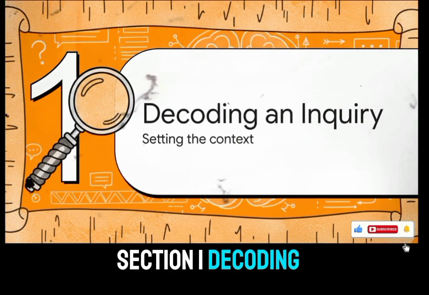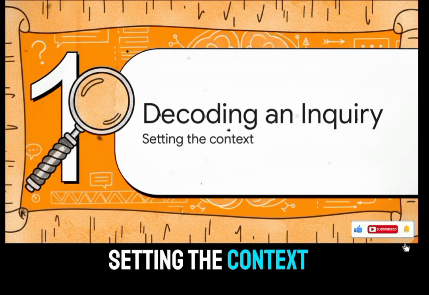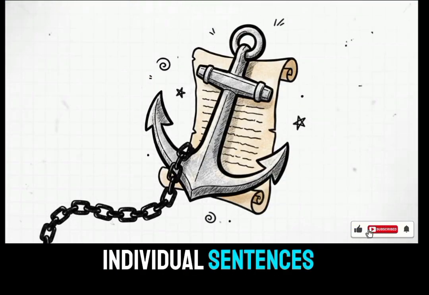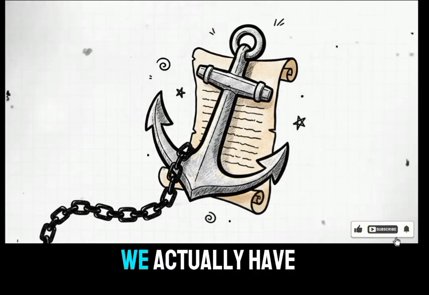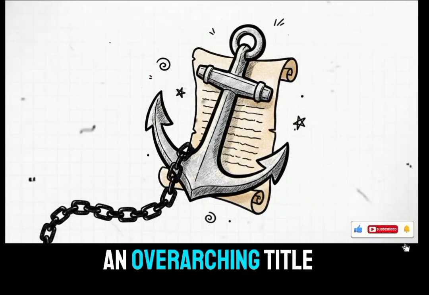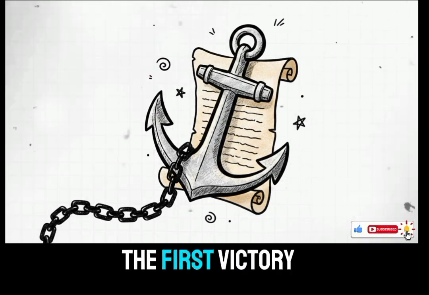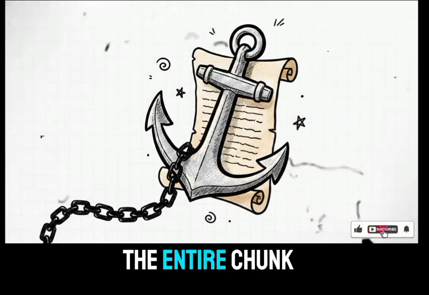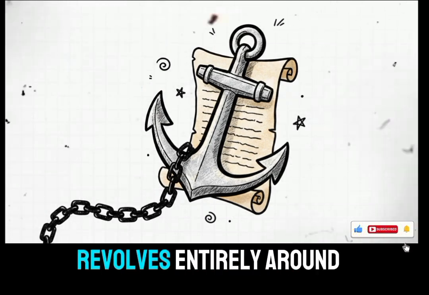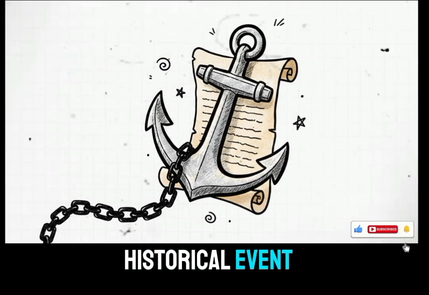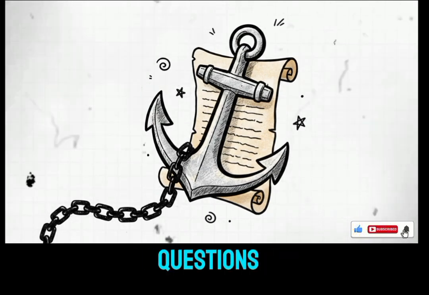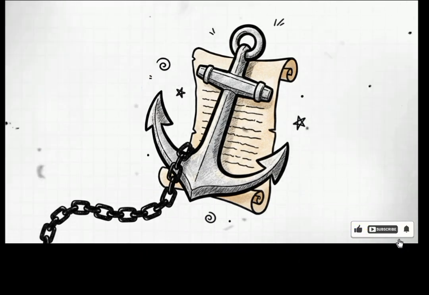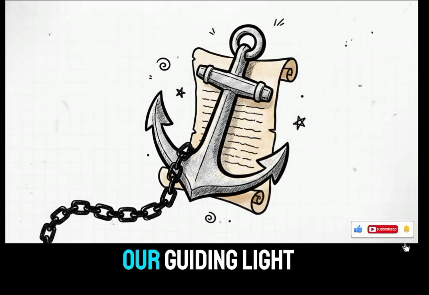Section 1. Decoding a historical inquiry, setting the context. Now, before we get completely lost in the microscopic translation of all those individual sentences, we have to zoom out for a second. We actually have one major structural clue, an overarching title from the source document. The first victory, the Battle of Badr. This English title is absolutely crucial. It's our anchor. The entire chunk of Roman Urdu text we're about to unpack revolves entirely around this specific historical event. The author's firing off a million questions, but we as the analysts know right from the get-go that the answers all point back to the Battle of Badr. Keeping this English title in the back of our minds is going to be our guiding light as we navigate the translation.